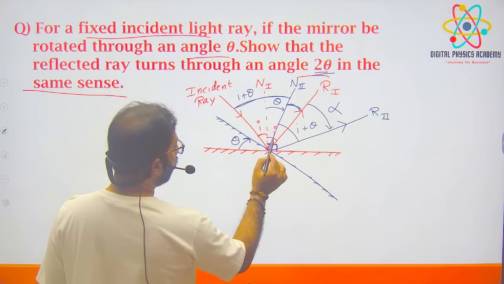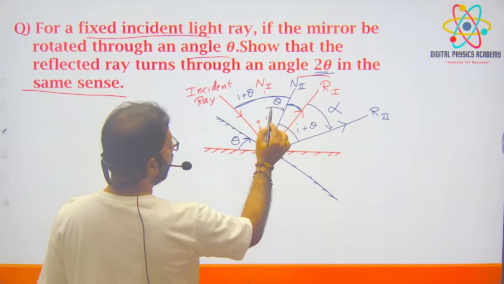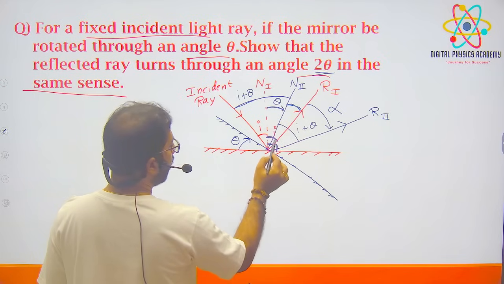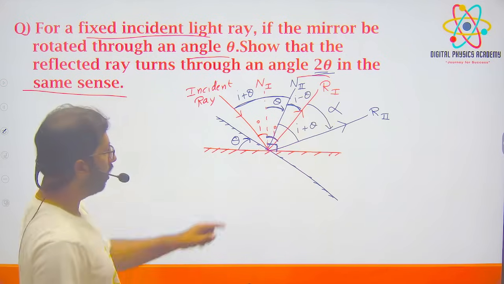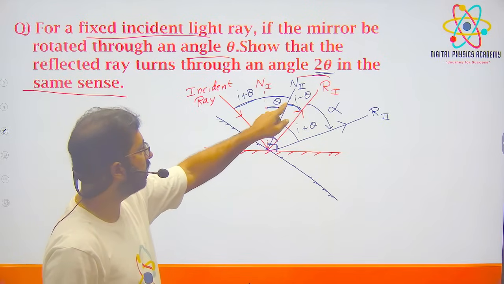From here to here is I, and from here to here is theta. So the total angle is I, this is theta, and this part is I minus theta.